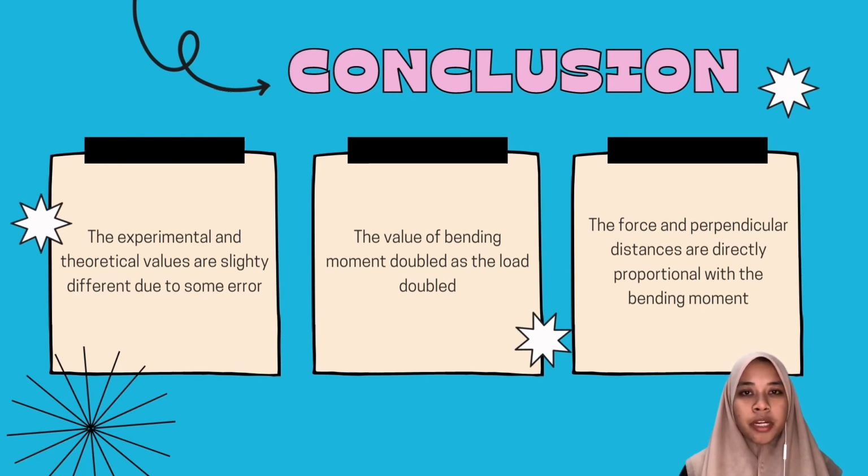In conclusion, this experiment is successful as we achieved the objective of this experiment, where the experimental and theoretical values are almost the same, with the slight differences coming from errors while doing the experiment. Other than that, we can conclude that the bending moment doubles as the load doubles. The force and perpendicular distances are directly proportional to the bending moment. As the force and perpendicular distances increase, the bending moment also increases.